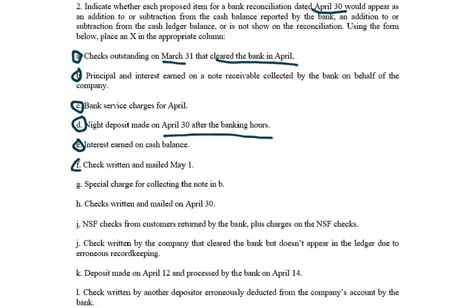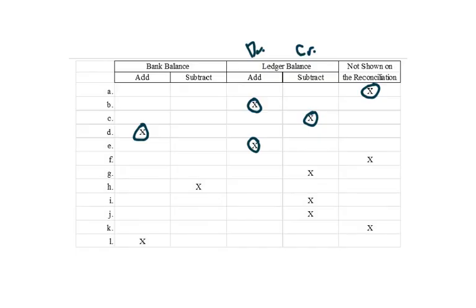Check written and mailed when? May 1st. What's our cutoff here? April 30th. In other words, this check was written and processed after our cutoff, so therefore it should be nowhere on the reconciliation because it's beyond the cutoff date.